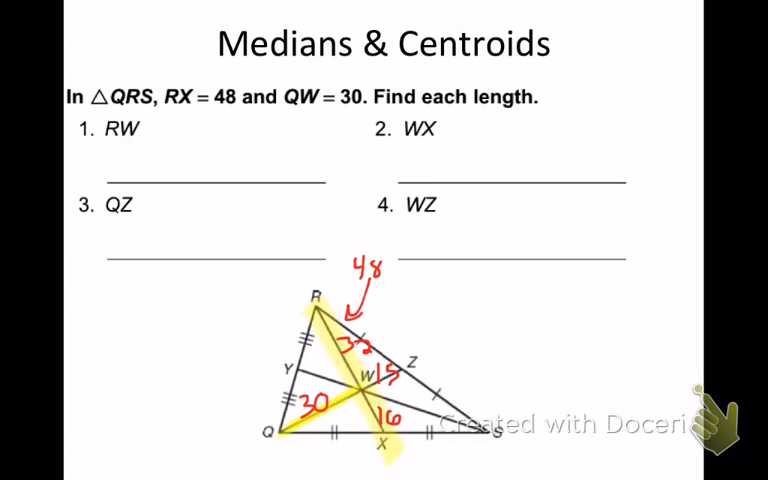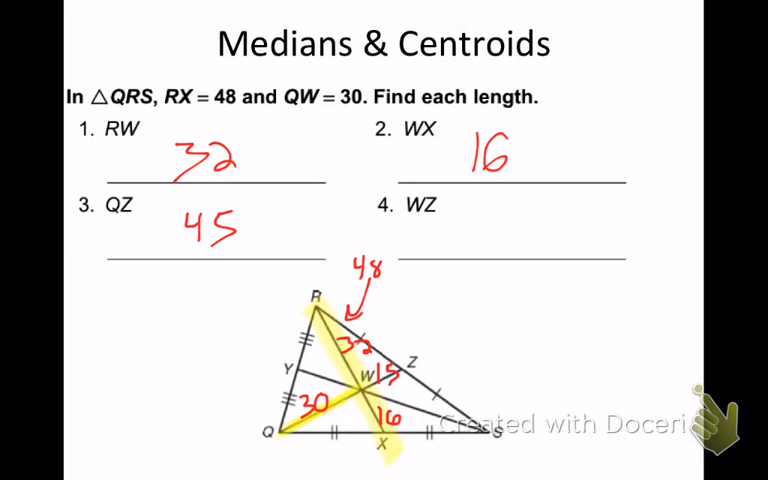So let's look at number 1 here. Now it says once we find RW. Well, we already found it. What's RW? 32. Number 2 says WX. Hey, we already found that. What's WX? 16. 3, QZ. Well, QZ is the whole segment here. What's the whole segment going to be, Reed? 45. How'd you find that, Reed? I just added 30 and 15. You get 45.